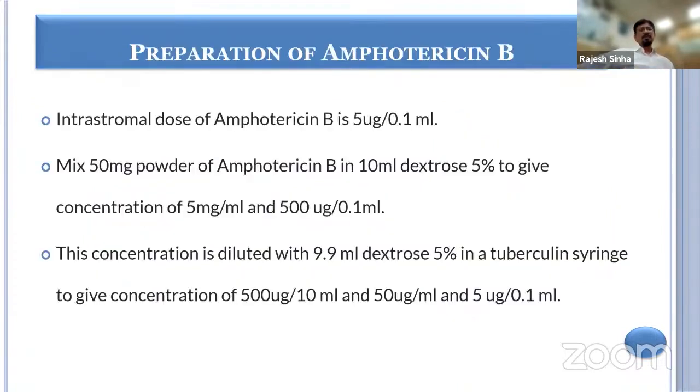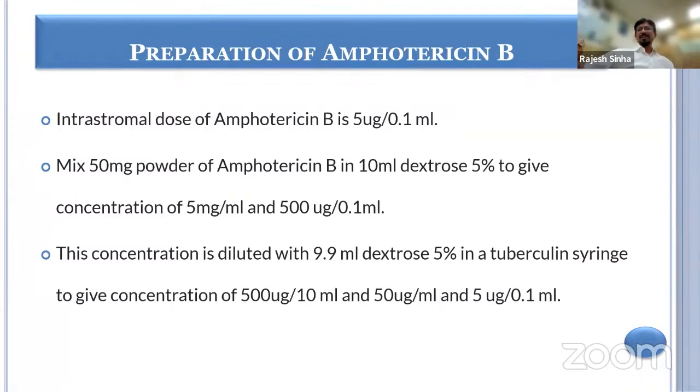As far as amphotericin B is concerned, the intrastromal dose is 5 micrograms in 0.1 ml. So you mix 50 milligram powder of amphotericin B in 10 ml dextrose 5% to give a concentration of 5 milligrams per ml, that is 500 micrograms in 0.1 ml. That's a mistake. Then this concentration is diluted with 9.9 ml dextrose 5% in a tuberculin syringe to give a concentration of 500 micrograms in 10 ml, and 50 mics. A lot of calculations.